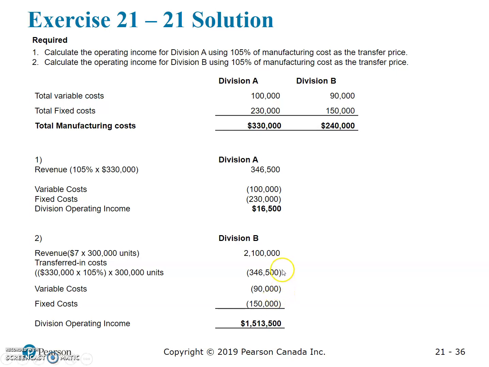When we subtract all of these three costs from the revenues of $2.1 million for Division B, we arrive at an operating income of $1,513,500 for Division B.